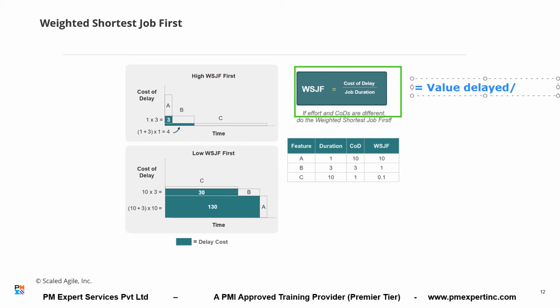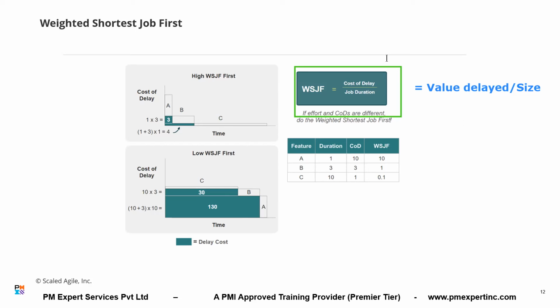And you can take job duration as the size of the feature or a requirement. Now tell me, if you delay the implementation of a very important feature or a requirement, does it delay the value or not? Yes. For example, suppose you have to invest some money. Instead of investing today, you invest a few days or few months later, you might lose some value. Will you lose some value or not? Yes, we'll lose value.